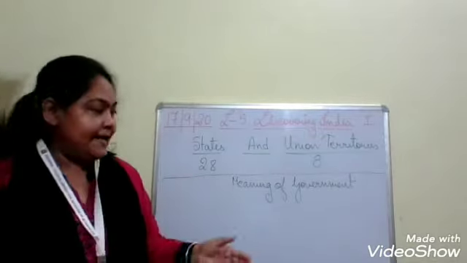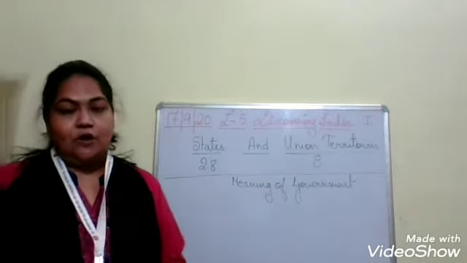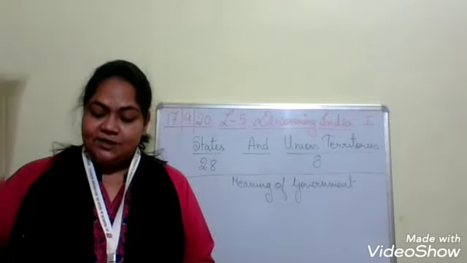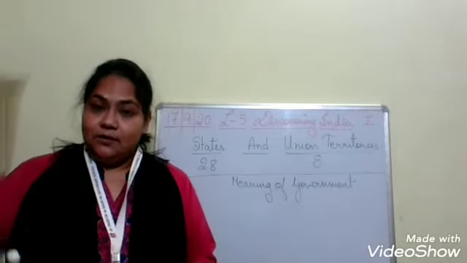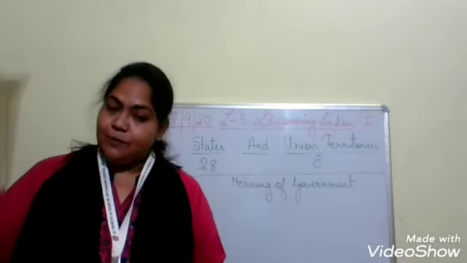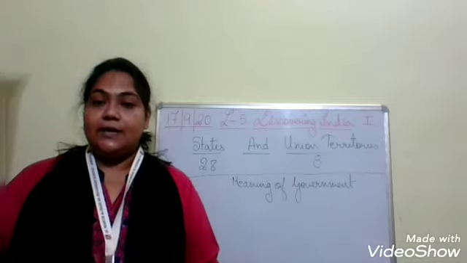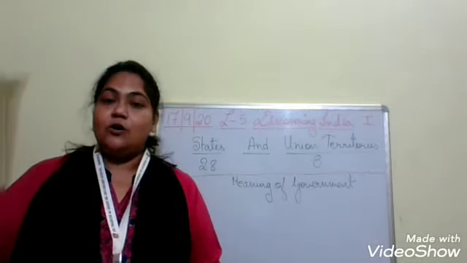Then moving to the next, we have learned about the meaning of government. What is the meaning of government? A government is a group of people who make decisions for the whole country. Always remember, a government is a group of people that make important decisions for the whole country. About the country India, they make decisions, laws and orders.